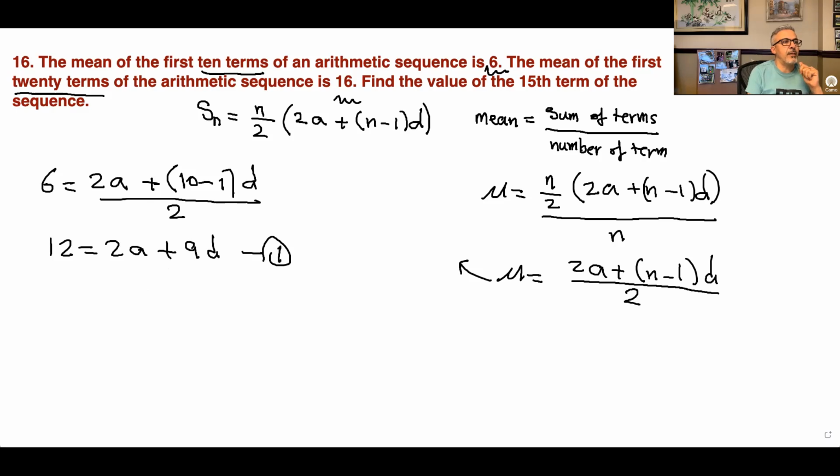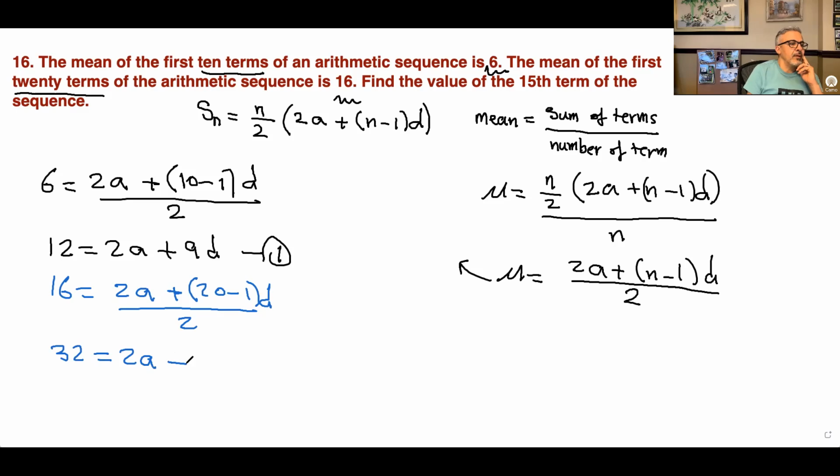And then the second equation, maybe I'll just write it in a different color. They say the mean, which is 16 for the 20 terms. So therefore this becomes 2a plus 20 minus 1 all over 2. Don't forget the d here because it's n minus 1 d. Now this 2 is going to cross multiply right there, and I'm going to get 32 equals 2a plus, and 20 minus 1 is just going to be 19d, and that's equation number 2.